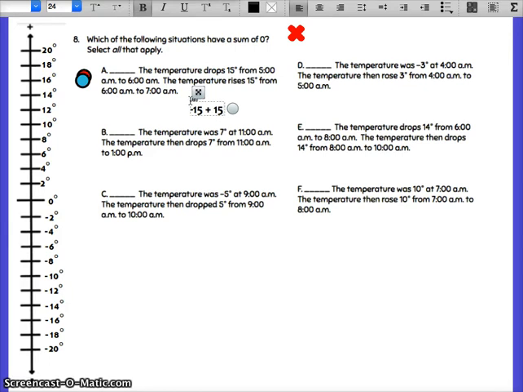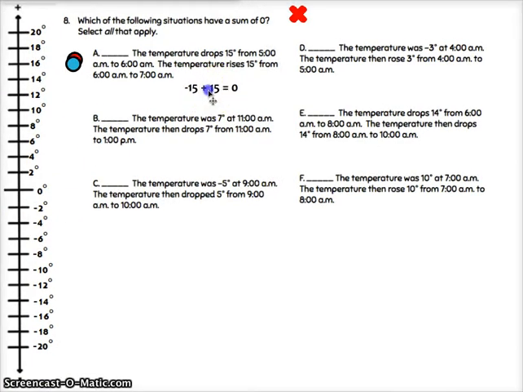Well, if you think about it on a number line, if I were to start at negative 15, say right about here, and then I was to add 15, that would bring me back up here to 0. So yeah, negative 15 plus 15 equals 0. So in this case, even though we weren't given a temperature to start with, I would say yes, and I would put an X here. This situation has a sum of 0.